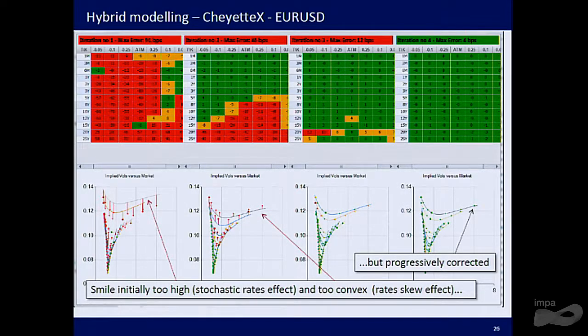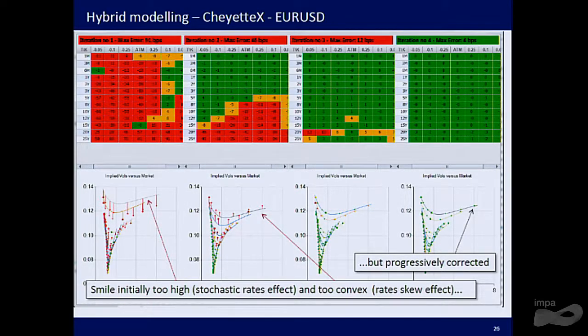So what we find now is that it takes one more iteration. And we see that in the first iteration, we misestimate the smile quite a bit because we didn't have stochastic rates in the proxy, so we are overshooting by a lot.